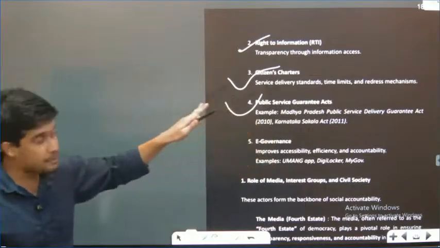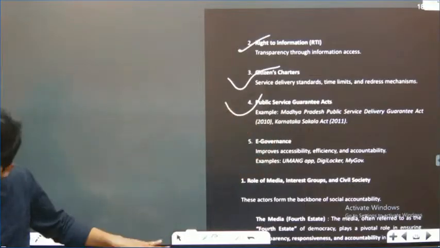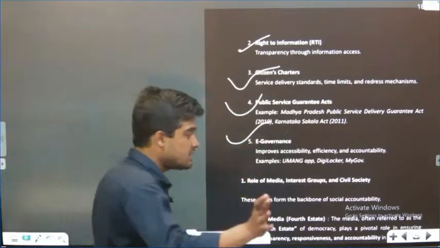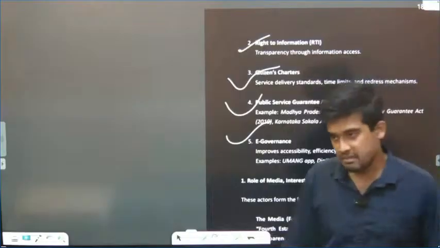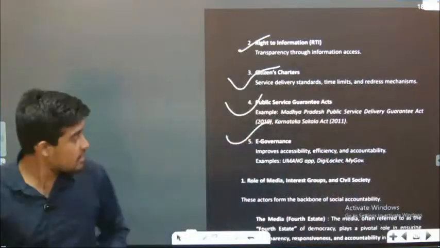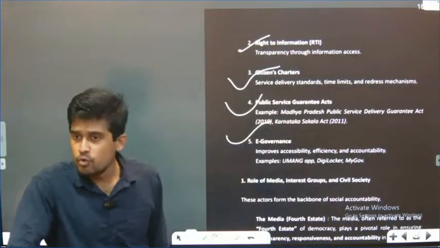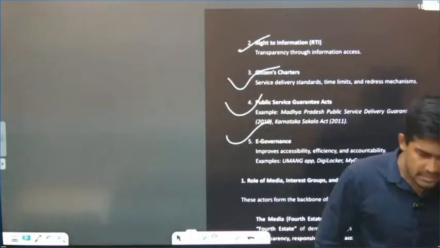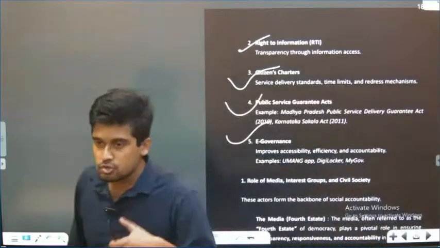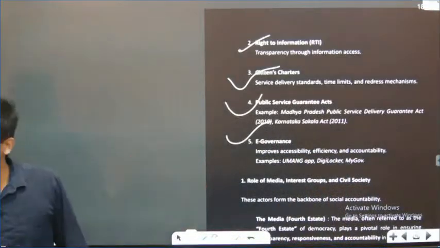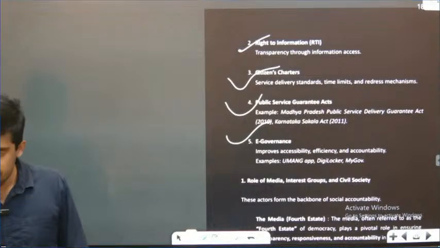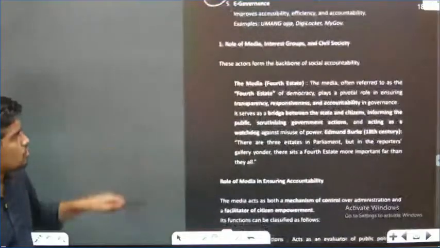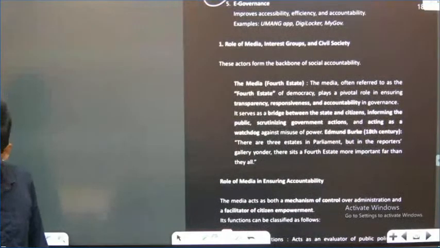Citizen charter is a separate topic. RTI is a separate topic. We'll do it today only. Public Service Guarantee Act. For example, there is a guarantee that you will receive this particular public service. Okay. Similarly, there is e-governance. Umang app is there. DigiLocker is there. My Government app is there. So anything that you want to interact with the government, these are the separate set of things that are there. Okay. So next major topic is role of media, interest groups, and civil society.